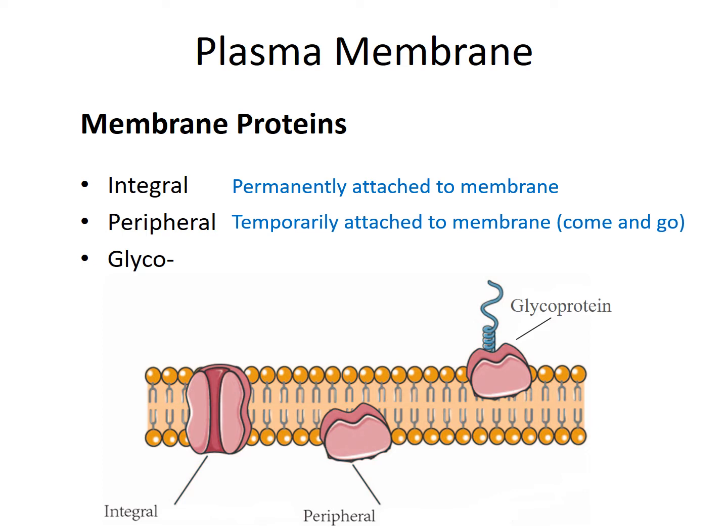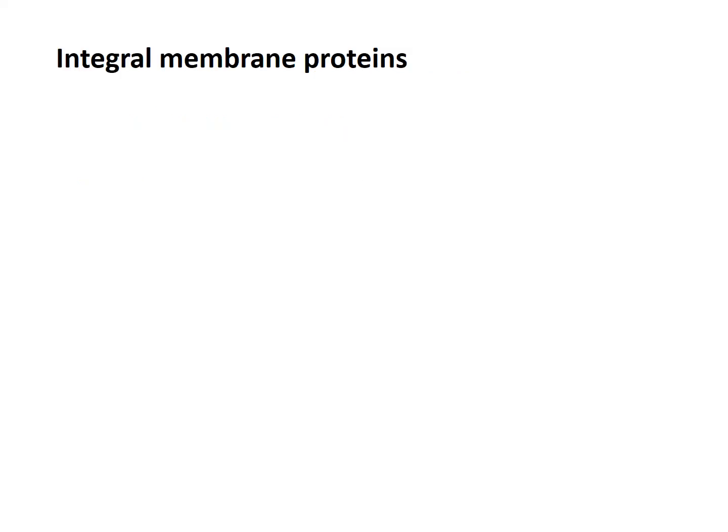Then the third type are called glycoproteins. These can be either integral, meaning permanently attached, or peripheral, meaning temporarily attached, but they have to have a carbohydrate flag, which you can see here, called a glycan. Let's examine integral membrane proteins first. Recall that integral membrane proteins are permanently embedded in the plasma membrane. So they are floating around in the phospholipid bilayer, and that's where they spend their entire life.